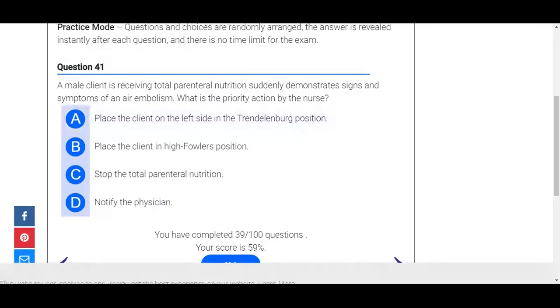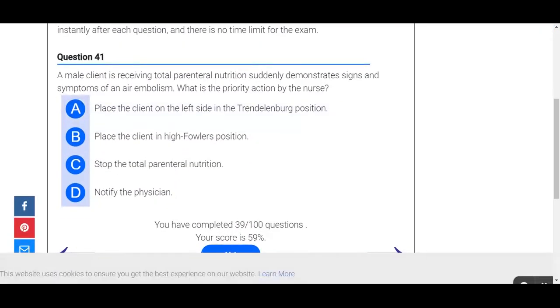Okay, next one. A male client receiving total parenteral nutrition suddenly demonstrates signs and symptoms of an air embolism. So what is an air embolism? An air embolism, also called a gas embolism, occurs when one or more air bubbles enter a vein or artery and block it. When an air bubble enters a vein, it's called a venous air embolism. When an air bubble enters an artery, it's called an arterial air embolism. So an air embolism is when an air bubble gets stuck in a vein or artery.